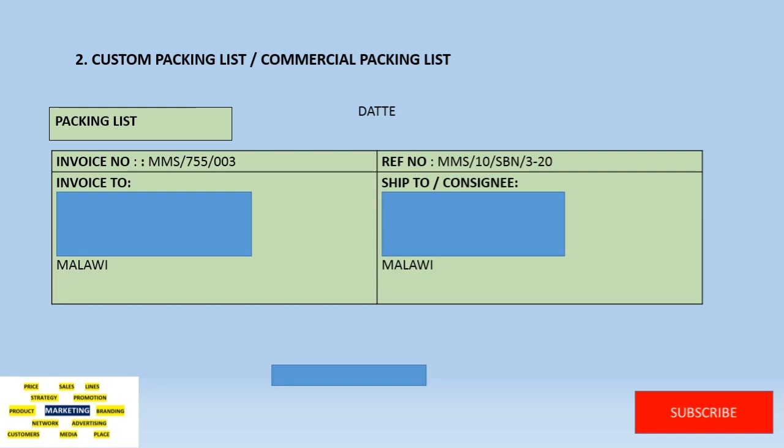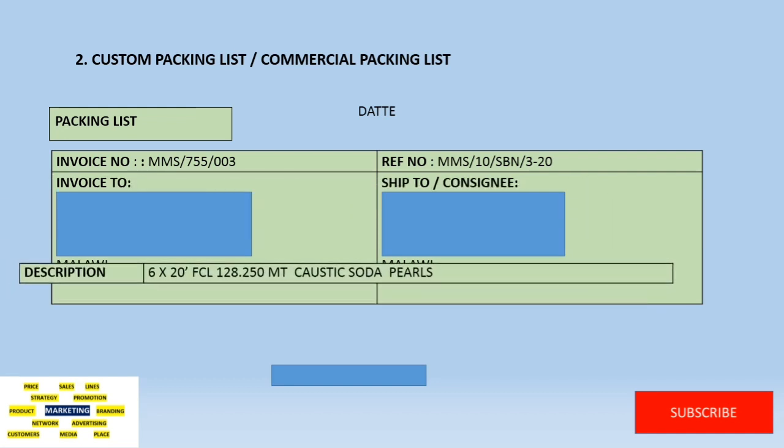For example, invoice to ABC company and ship to consignee XYZ. It means ABC company buys the goods, pays the money, and gets the shipment documents, and sometimes the shipment documents are sold on to the ship to consignee party. So the invoice to party ABC company buys and sells to XYZ company. It means a third party is involved.